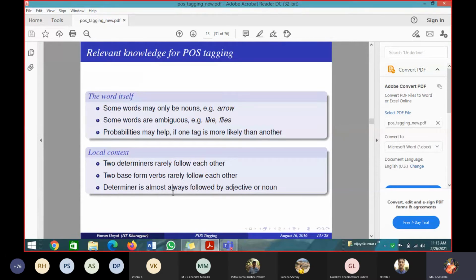Two determiners are two tags, and they rarely follow each other. We are not saying it will never happen; somewhere it may occur and still give a meaningful sentence. Two base forms of verbs rarely follow each other. A determiner is almost always followed by an adjective or a noun. You should have this knowledge. Then only you can say that in "the boy", "the" is a determiner, otherwise you cannot tell whether it is an adverb or adjective. So this is the basic knowledge related to POS tagging.